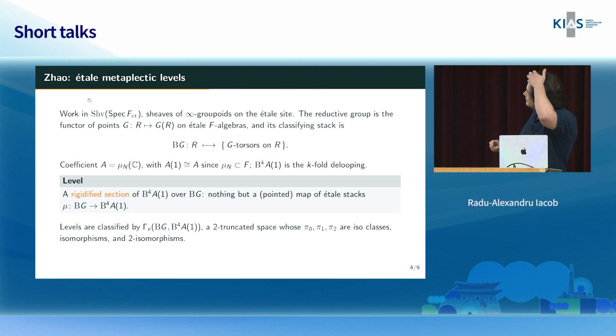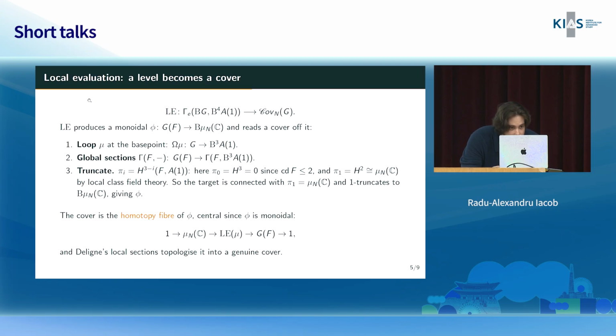So what is this thing? It's basically just a pointed map of étale stacks from the classifying stack, BG, to the fourth delooping of A, twisted by some Tate sheaf there. And then these also organize themselves into a groupoid, but now this is an infinity groupoid, and it ends up being a two-truncated space. And then you can look at its homotopy groups and try to match them up with what we have on the side of Kaletha. OK.